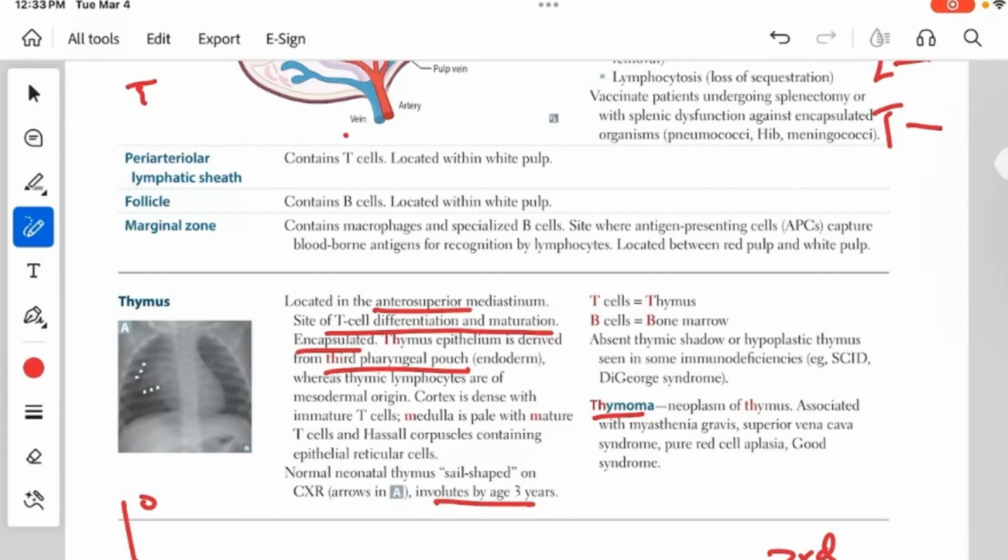The thymus is endodermal, from the third pharyngeal pouch, whereas the lymphocytes that come to the thymus to develop are of mesodermal origin, because they are coming from the bone marrow. The bone marrow is of mesenchymal origin, so that's why it's mesodermal, right? So the T cells that go there are from a different origin than the thymus itself. The thymus is endodermal in origin, but the T cells that go there are mesodermal in origin.